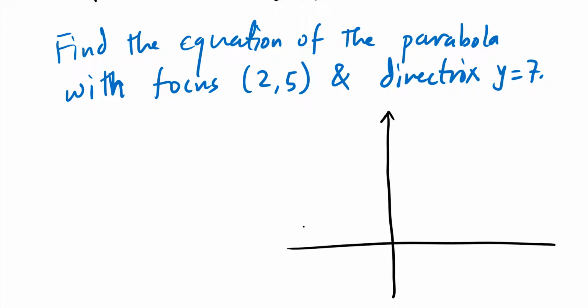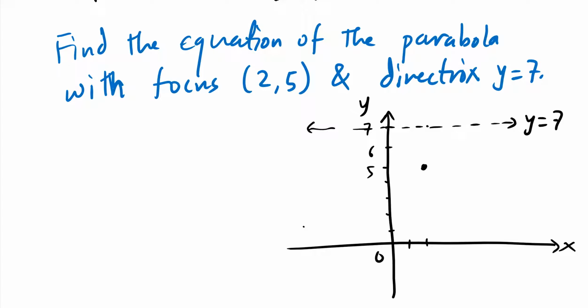So this means 2, 5: 1, 2, 1, 2, 3, 4, 5, so 2, 5 is here. That's the focus. The focus is always inside the parabola. And the directrix is 7, so 6 and then 7. So it goes this way. That's y equals 7. So that's the focus and that's the directrix. So remember the vertex is halfway, so it has to be somewhere here.